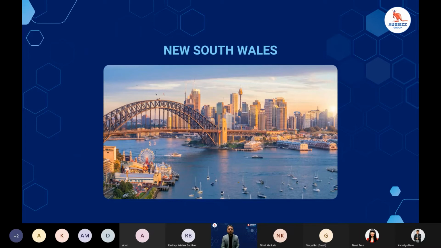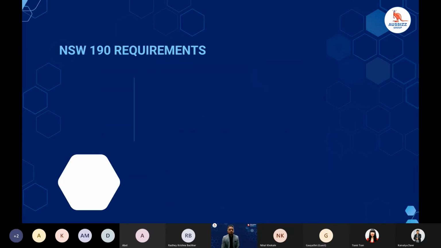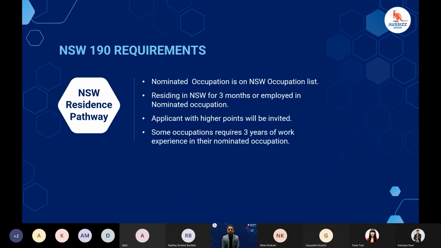So as I mentioned, 190 and 491 have state nomination options. The first state is New South Wales. For a New South Wales 190 nomination, you must have your occupation on the medium NSW skilled occupation list. If your occupation is on the list, that's the first tick. If you're residing in New South Wales for 3 months, then you will qualify. If you're not residing in New South Wales for 3 months or more, then you will not qualify, or you are currently employed in New South Wales in your nominated occupation.